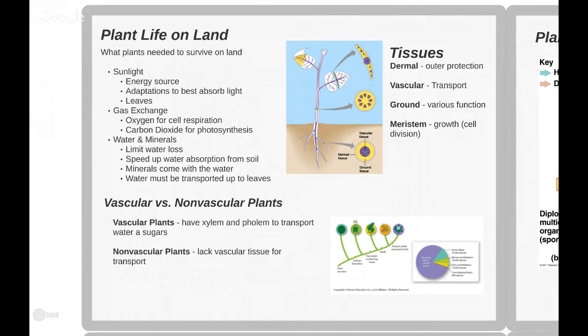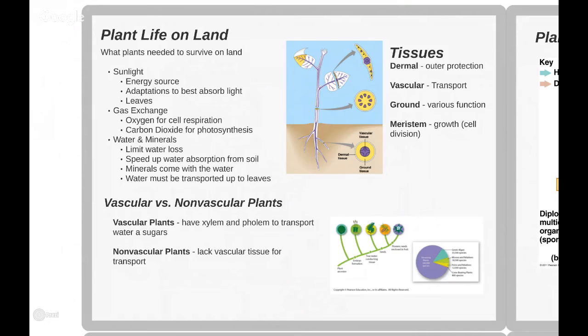Another major characteristic about plants is whether they are vascular or non-vascular. Vascular plants have xylem and phloem, which transport water and sugars and allow these types of plants to grow much larger than the non-vascular plants. There's always going to be an evolutionary connection to a lot of the things that we talked about in the plant unit. Non-vascular plants lack that vascular tissue, which is why they are smaller, and there are not that many of them.